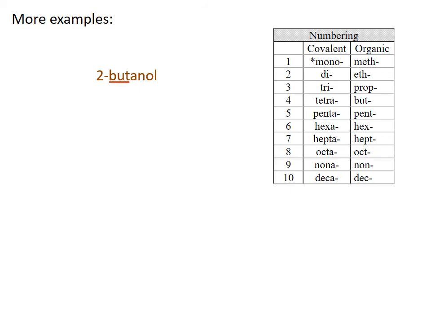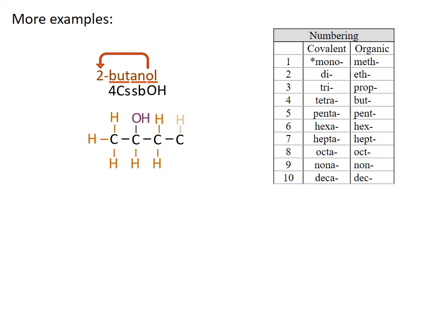2-butanol. But means 4, so I have 4 carbons. So I will draw out 4 carbons. 1, 2, 3, 4. Ane means single bond. OL means we have an OH and it goes on the second carbon. So I place an OH on the second carbon, and then I add 3 H's to the first C, 1 to the second, 2 to the third, and 3 hydrogens to the fourth C. Now all my carbons are making 4 bonds.